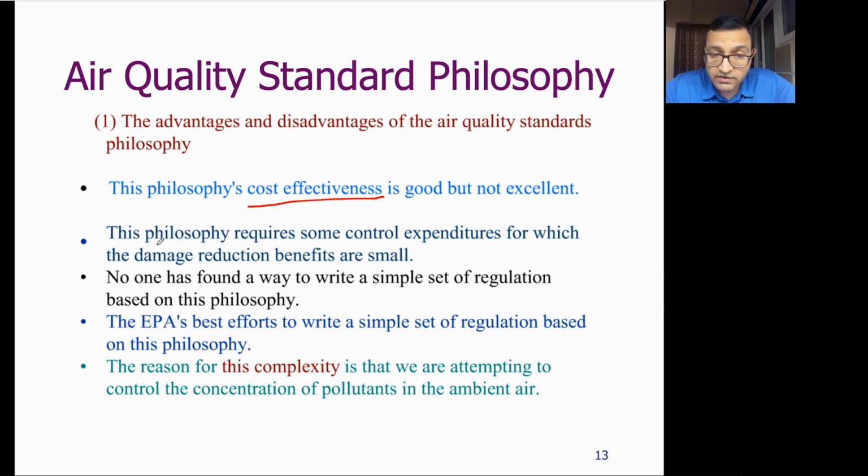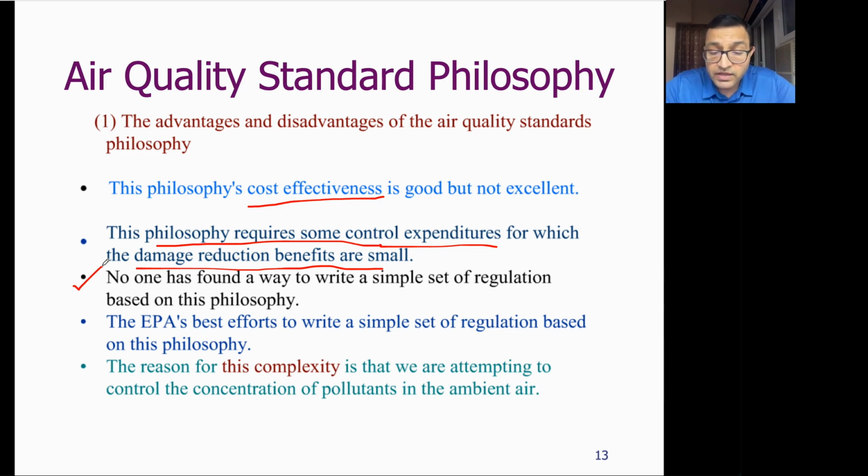So in that case, the philosophy would require some control expenditures, for which one could argue the damage reduction benefits are rather small. And this is a big downside of this philosophy: no one has found a way to write a simple set of regulations based on it. Now you might say we have the NAAQS, they are regulations.